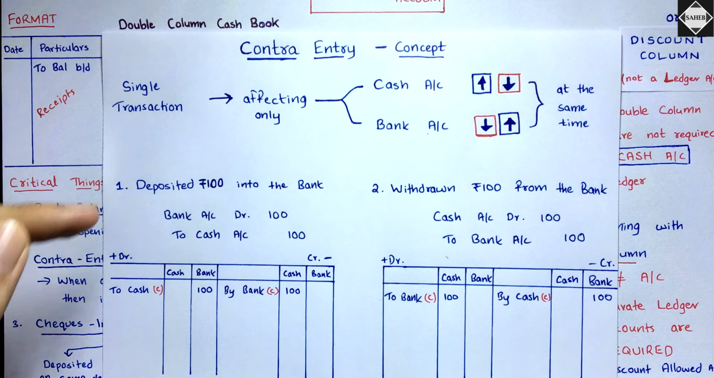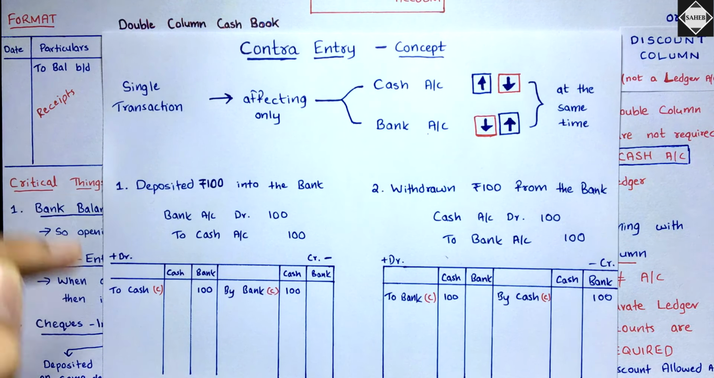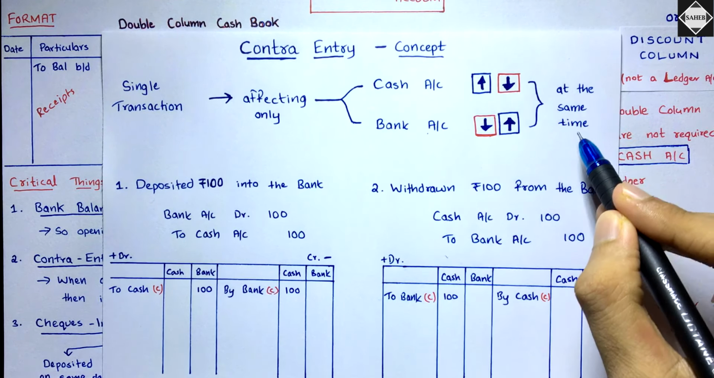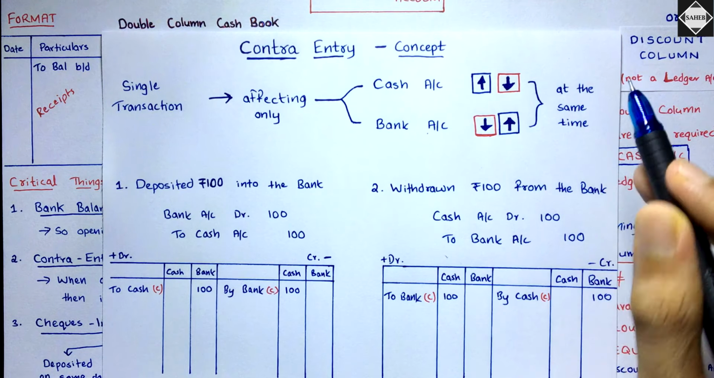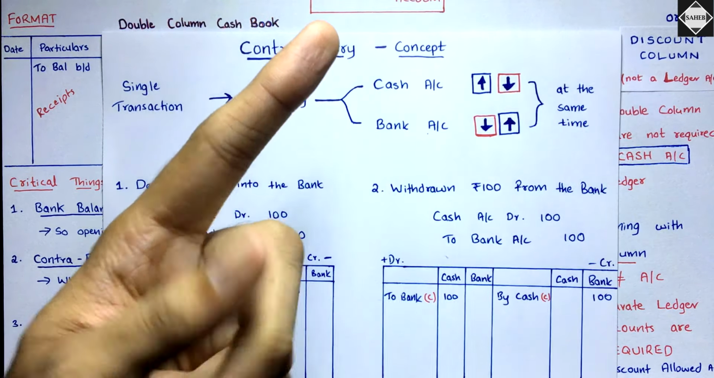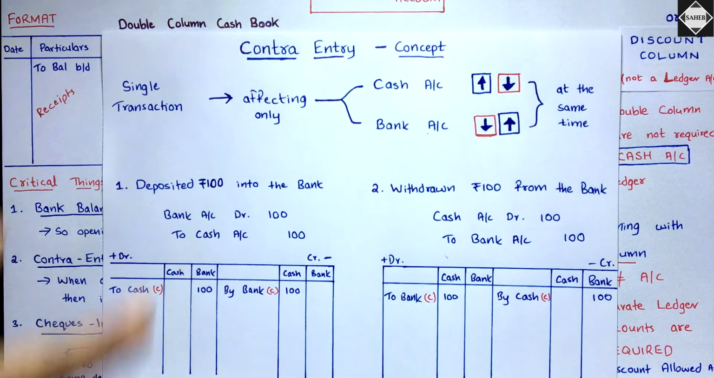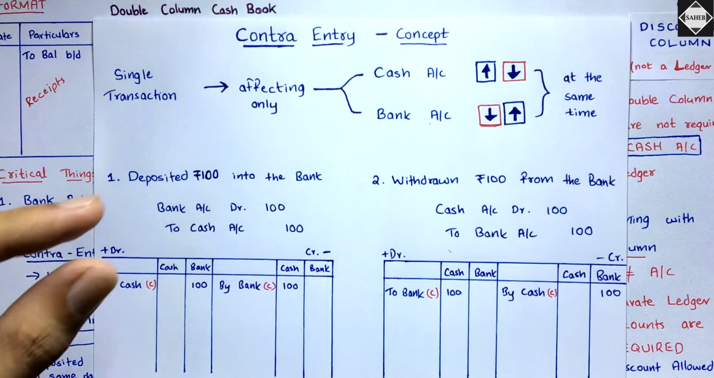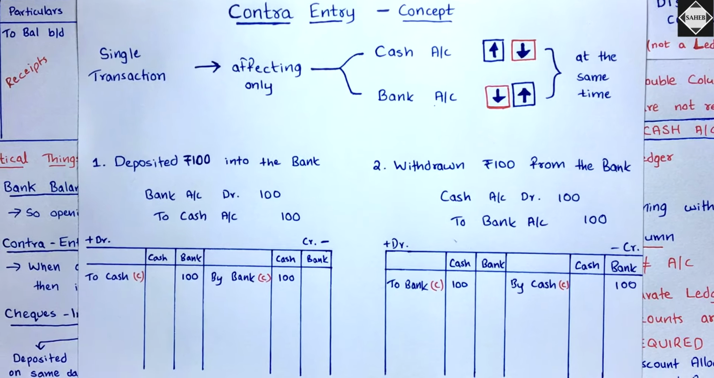Because a single transaction has affected the cash and bank account at the same time, and the effect is equal. There is no other account involved in this transaction, only bank and cash account. Yeah, that's what a contra entry is. Now how will you record this in the double column cash book?